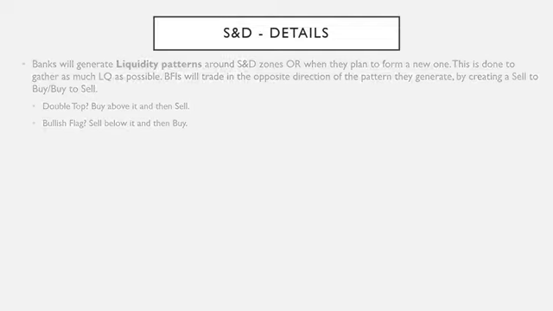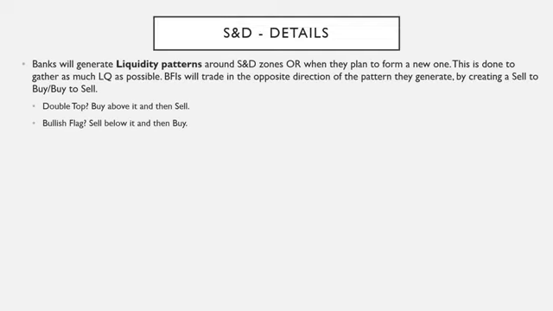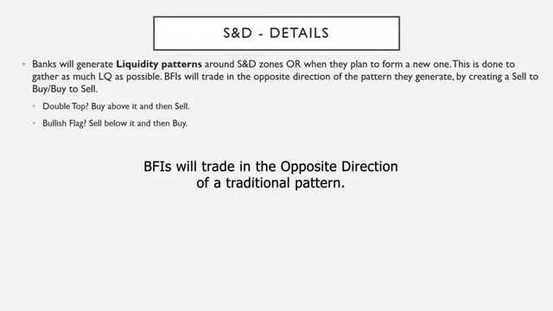As I keep saying, those banks or whatever they are, will generate liquidity patterns around those supply and demand zones, or when they plan to form a new supply and demand zone. This is done in order to gather as much liquidity as possible. And usually the banks will trade in the opposite direction of the pattern they generate, by creating this sell to buy or a buy to sell.